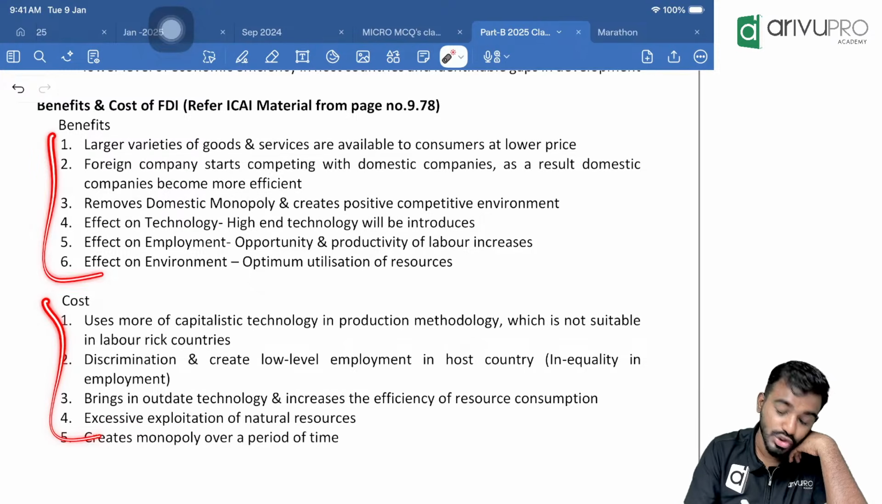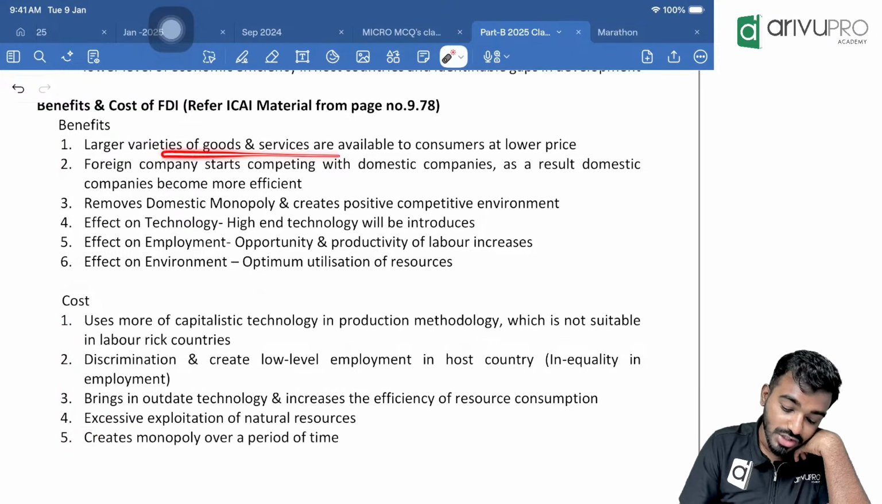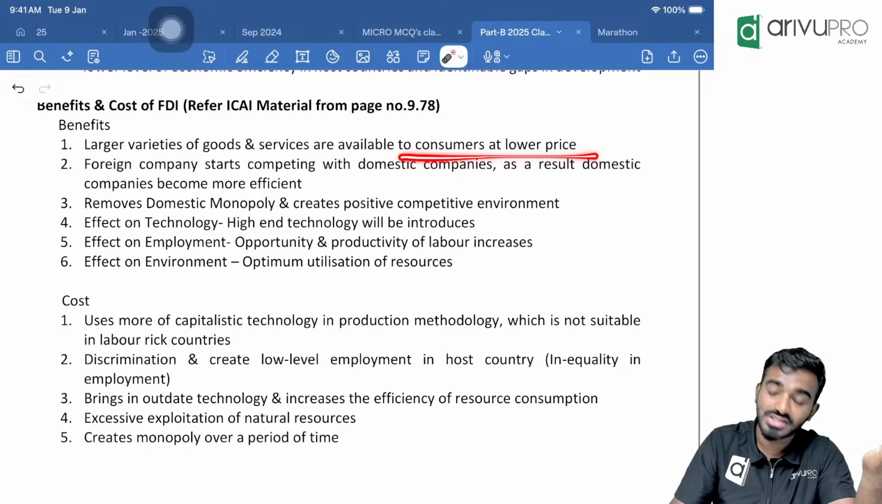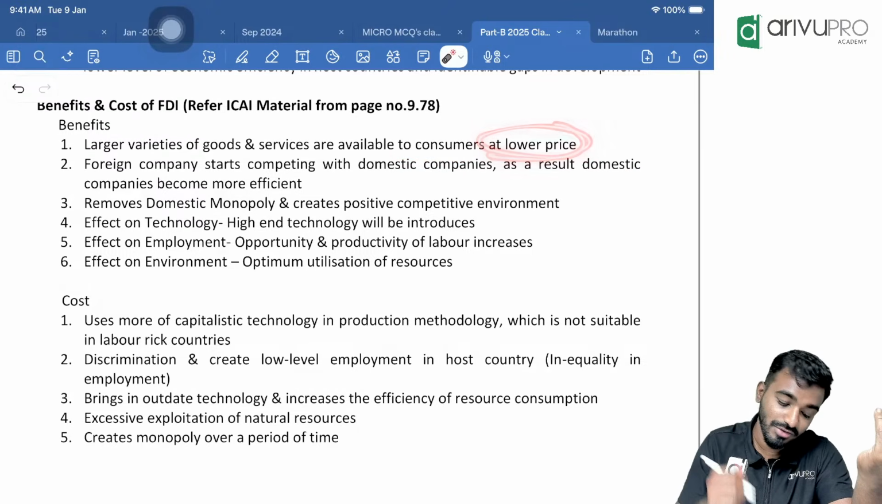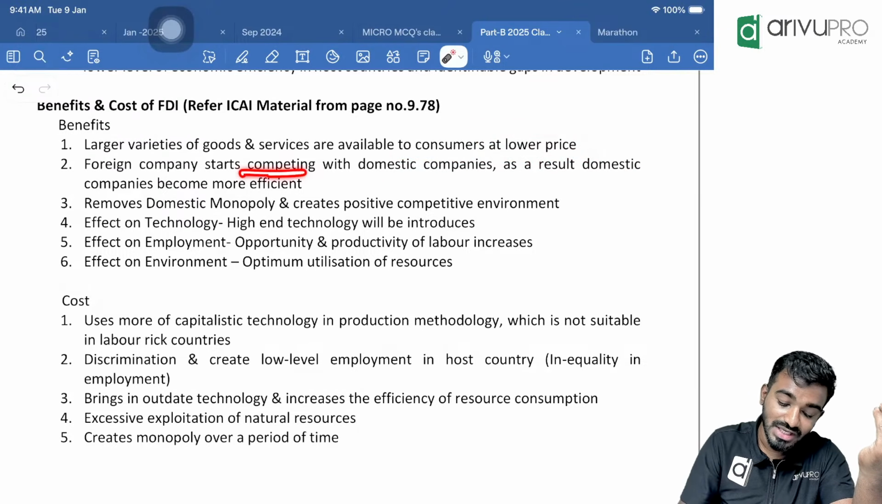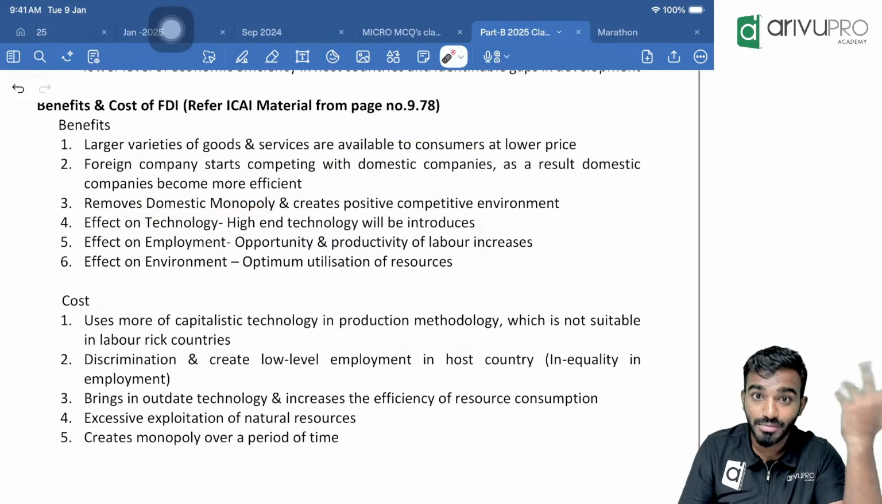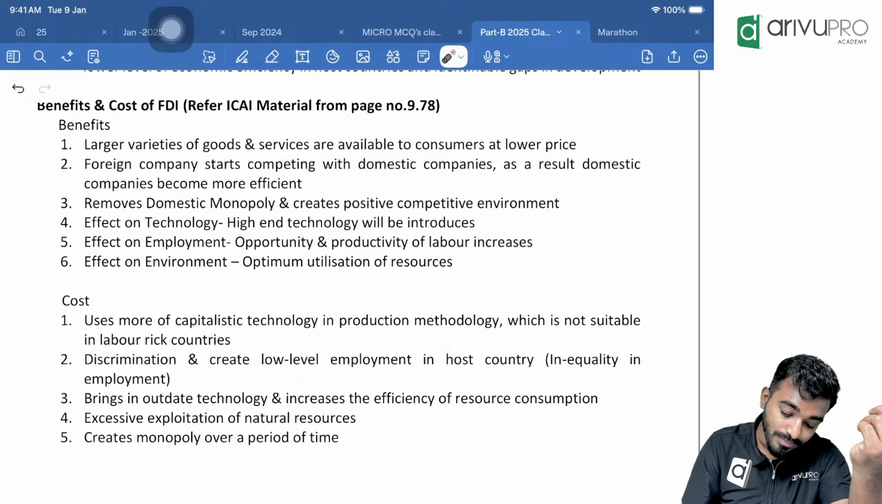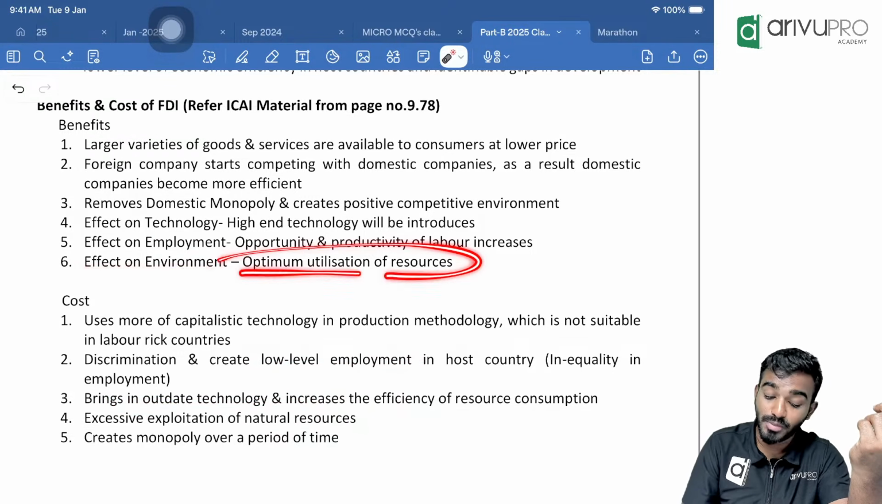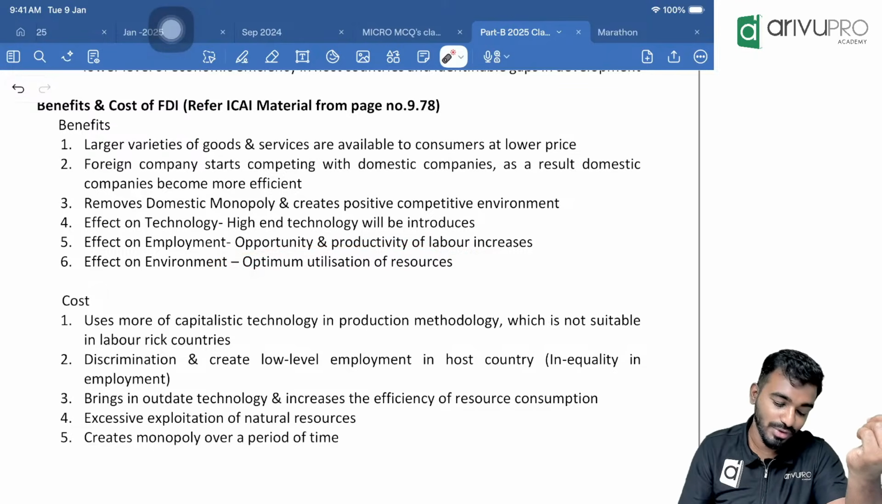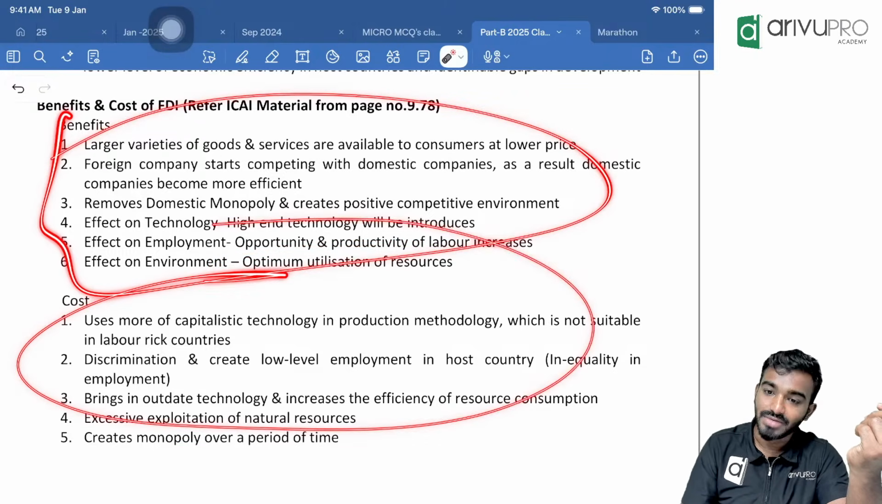Full opposite: it looks great when we see the benefits. A large variety of options will become available to our customers. Because of competition, goods are also available at a lower price. Foreign companies start competing with our domestic companies, and our domestic monopolies like Tata and Birla will get eliminated. It will provide more employment opportunity. They will bring high-end technology, but actually they will bring outdated and low-level technologies. There is an effect on the environment: optimum utilization, but over-exploitation will happen over a period of time. So these are the disadvantages.